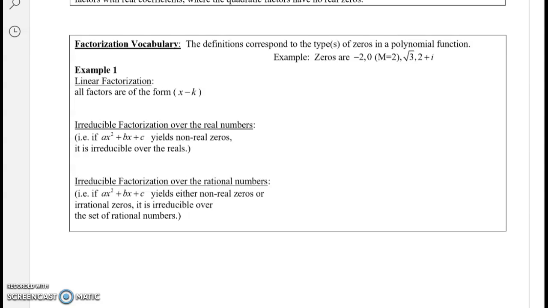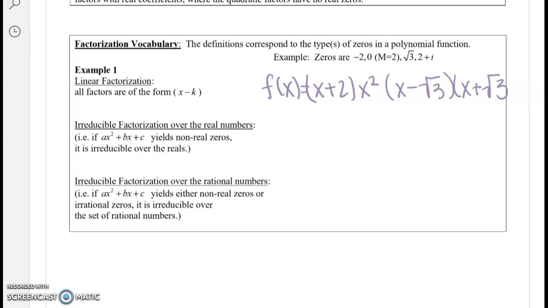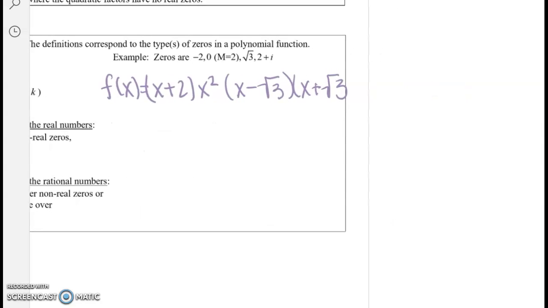So we're going to do this example. We're going to start backwards. So here are the zeros to my polynomial. So I've got f of x equals x plus 2. I've got 0 happening twice, so x squared. If I have root 3 as a zero, that means that I've got negative root 3 and positive root 3. And then also, if I have 2 plus i as a zero, that means I also have 2 minus i as a zero. So writing those as factors, I've got 2 plus i and 2 minus i.